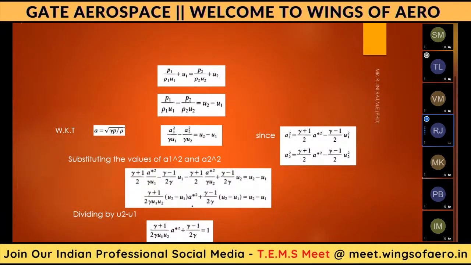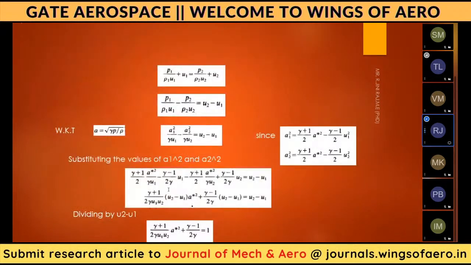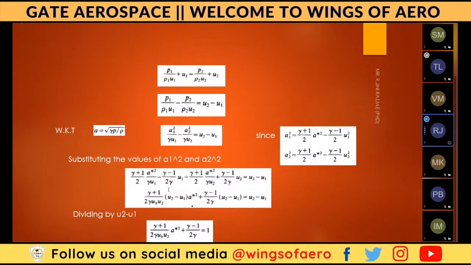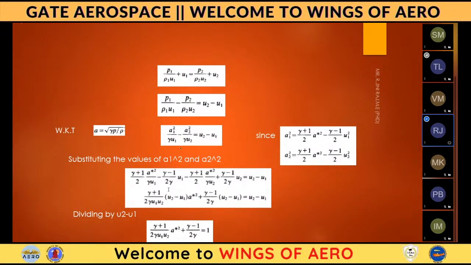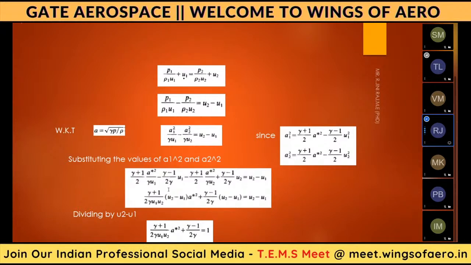Then by dividing equation 1 and 2, we will be getting p1 by rho1 u1 plus u1 equal to p2 by rho2 u2 plus u2. By solving this, u2 and u1 I am just taking to the right hand side, and p2 by rho2 u2 I am bringing to the left hand side.